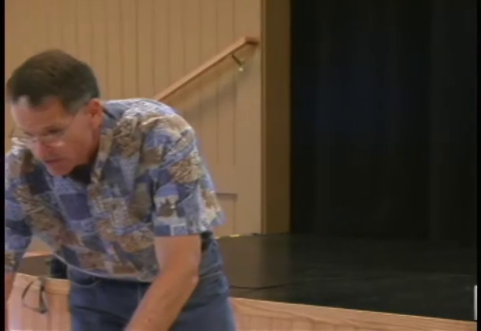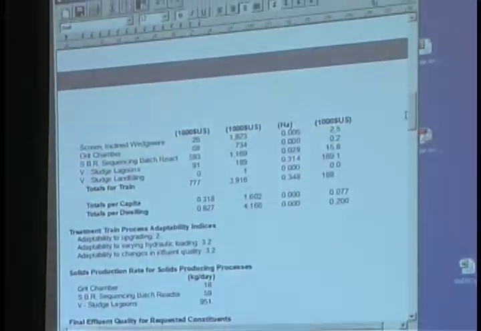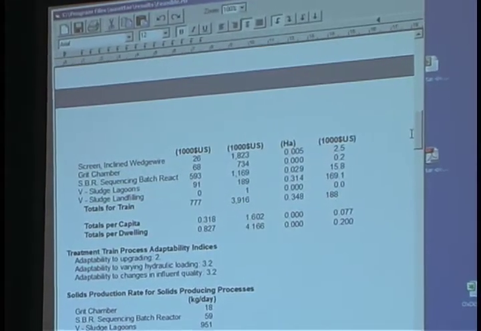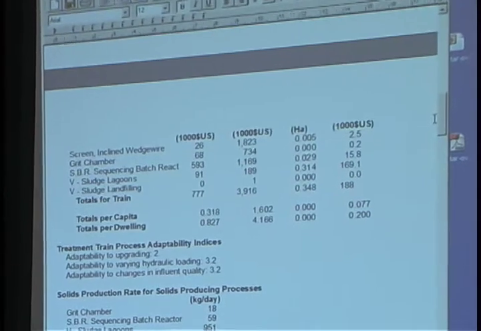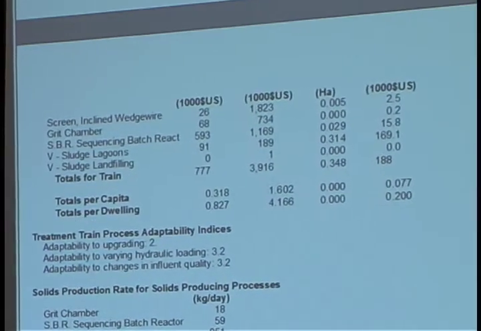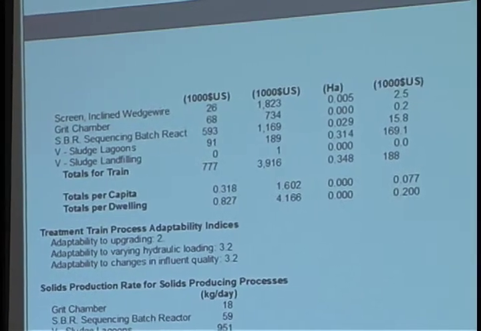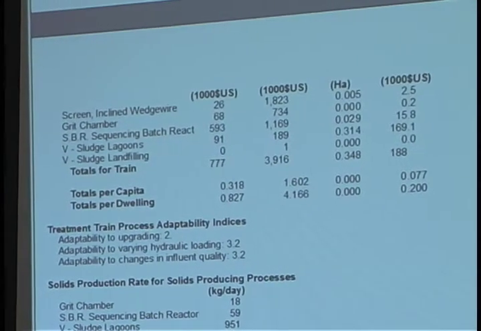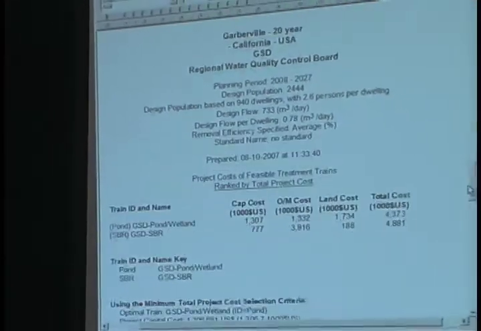An alternative would be to look at more of a conventional system. In this case, we have a screen followed by a grit chamber, an SBR, which is just an activated sludge system, and then we have to have some way to deal with the solids, so sludge lagoon, sludge landfill. Also, it's a very common system for both large and small communities. It does the job just fine.